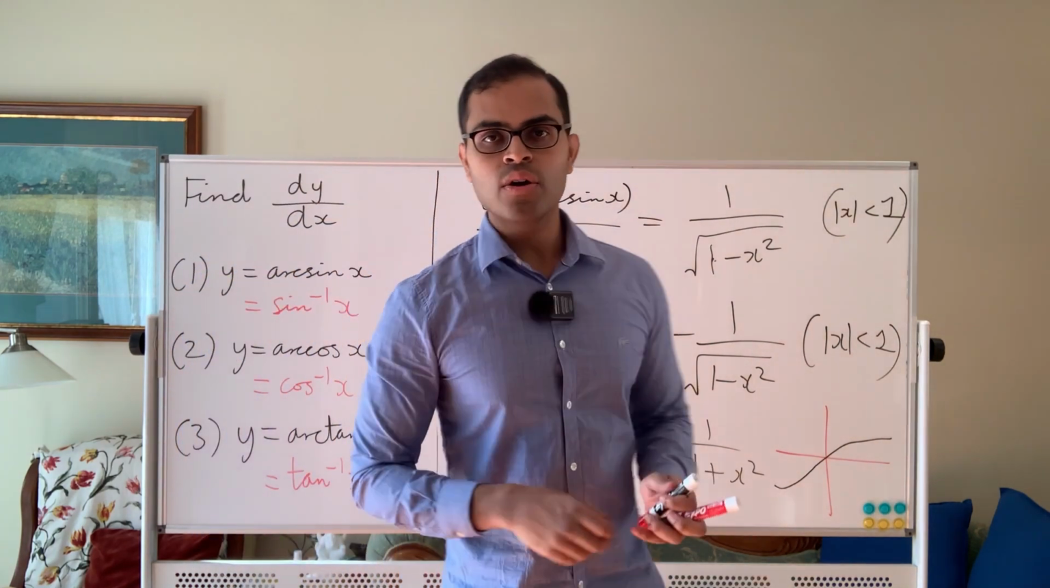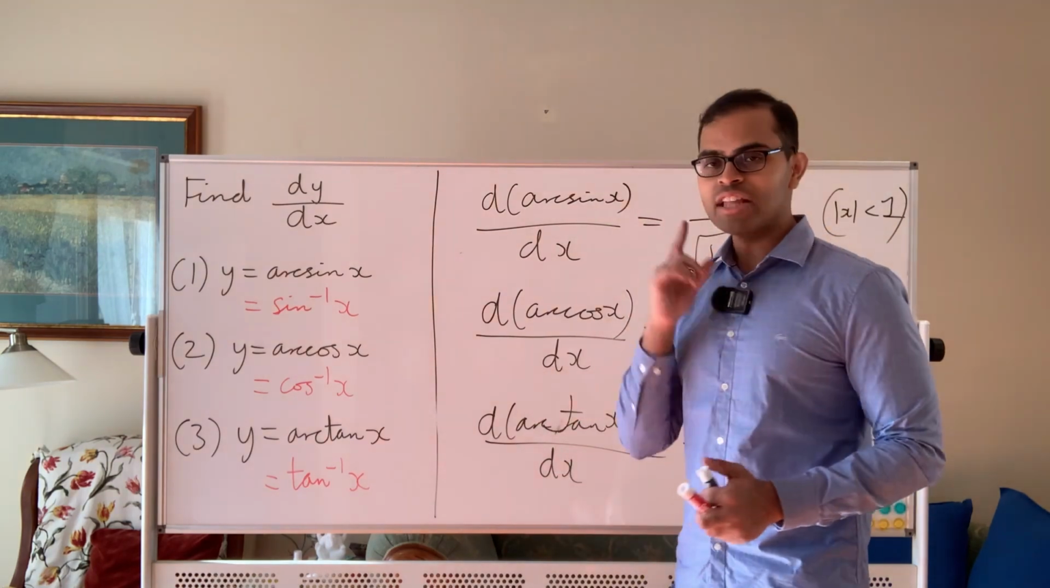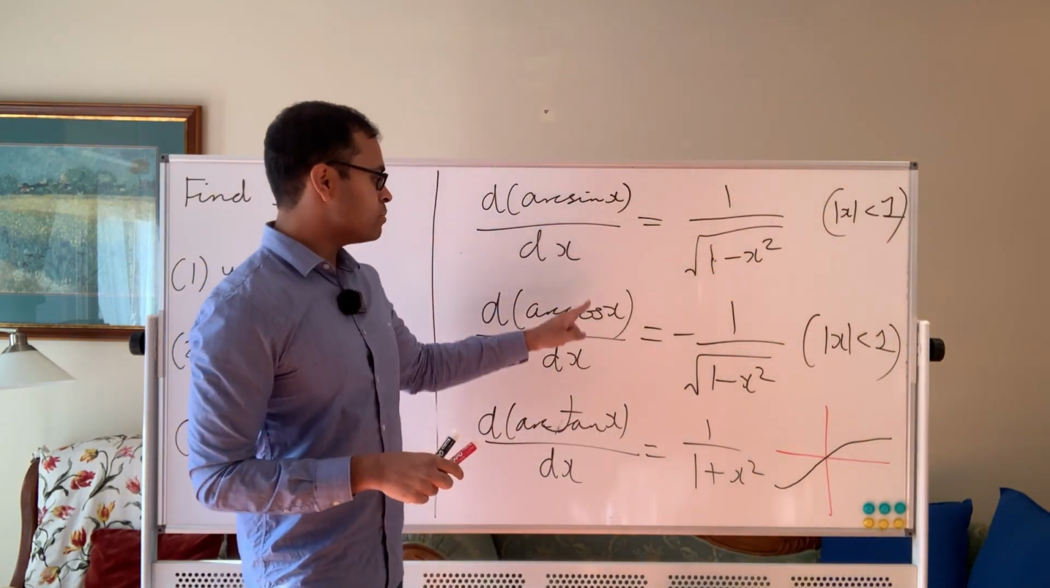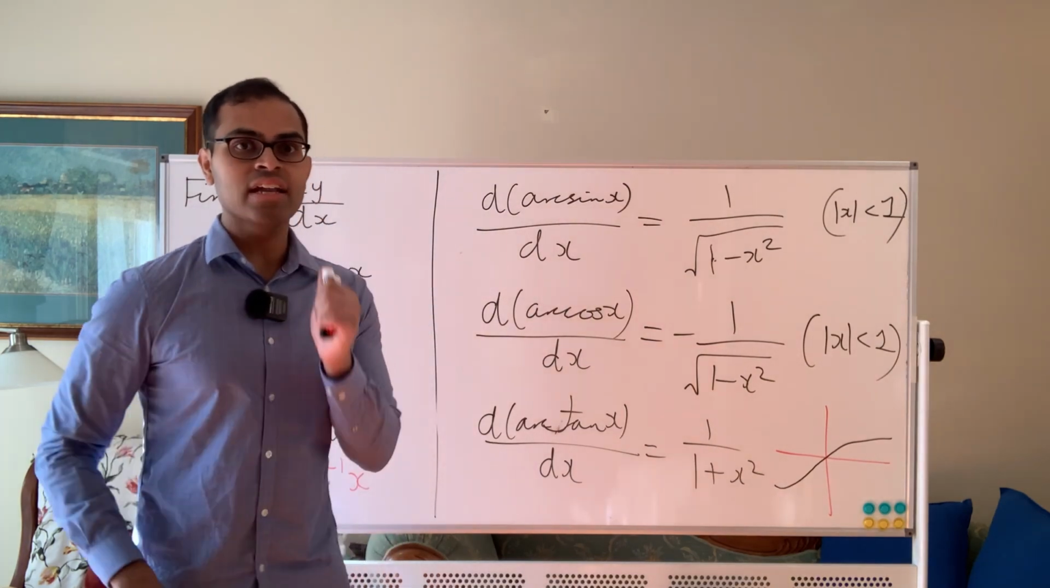So I hope you loved that video. Please leave a comment down below answering the question as to why the derivatives are so similar, which means that arcsin plus arccos has to be a constant. So why is that? What is that constant?